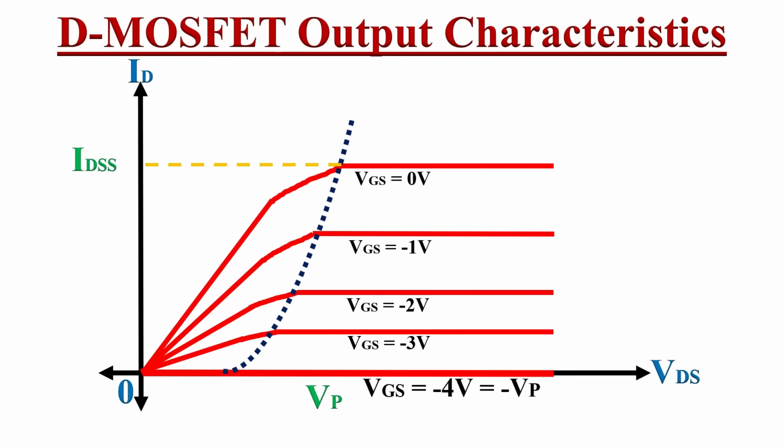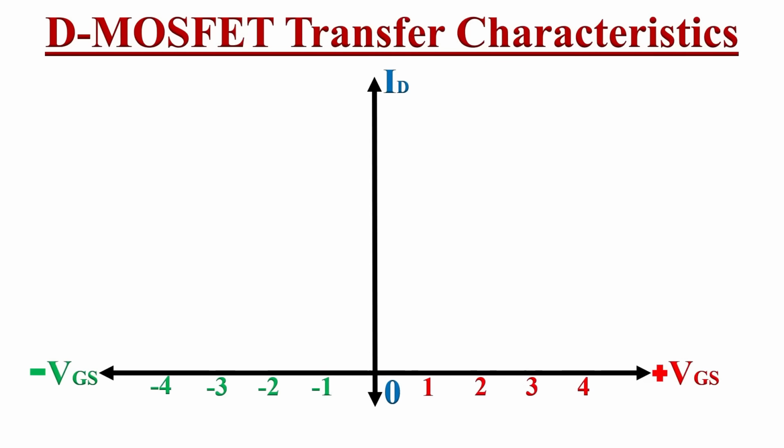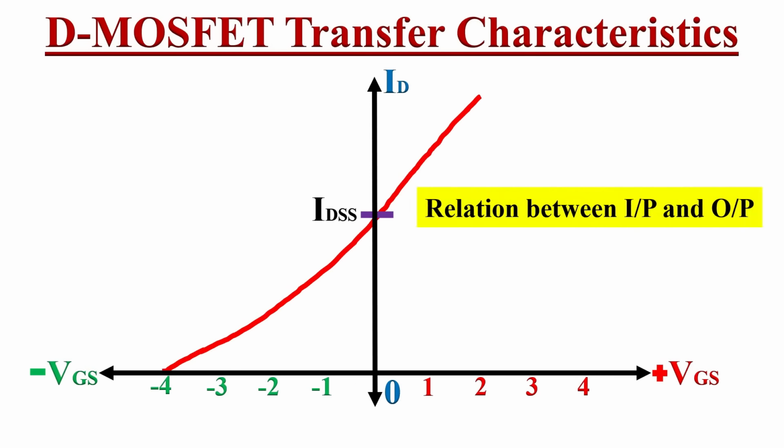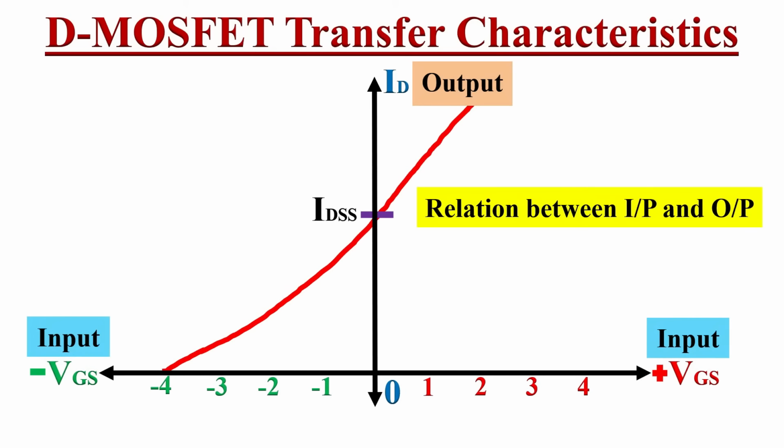We can draw this in the output characteristic graph. For the positive value of voltage VGS, the drain current ID will be even more than this saturation current IDSS. Now let's see the transfer characteristics of depletion MOSFET. Transfer characteristics define the relationship between input and output quantity. Here it defines the relationship between output, the drain current ID, and the input, the gate voltage VGS, for the fixed value of drain source voltage VDS.